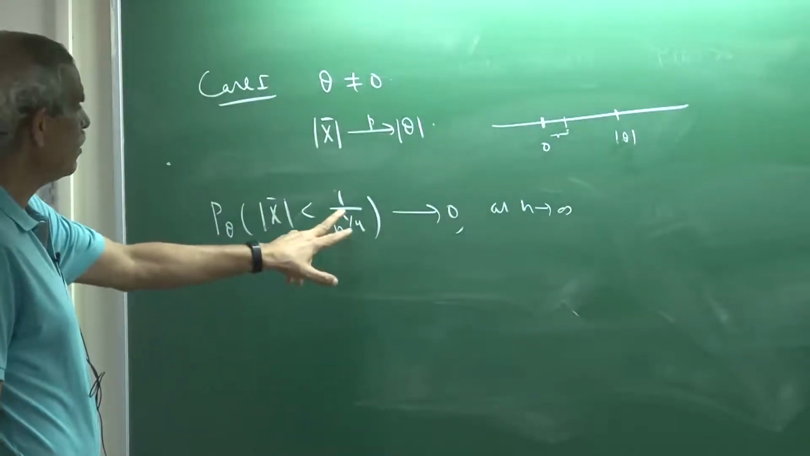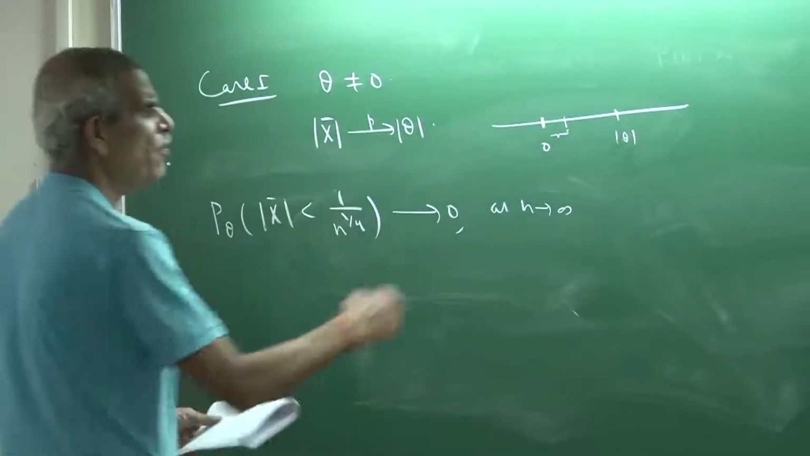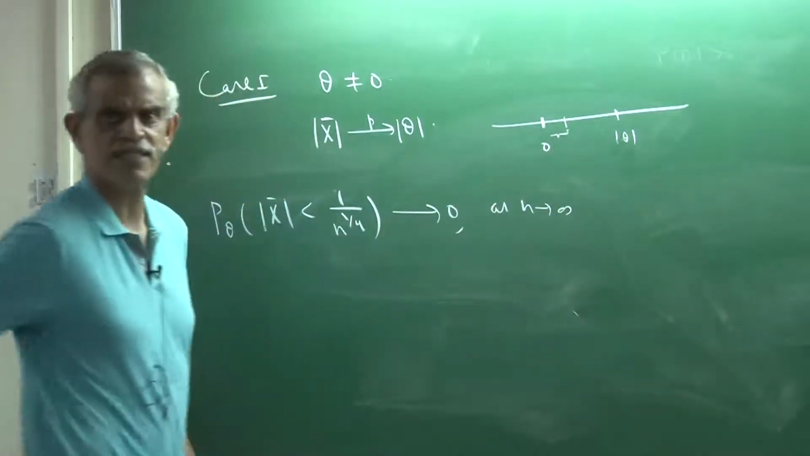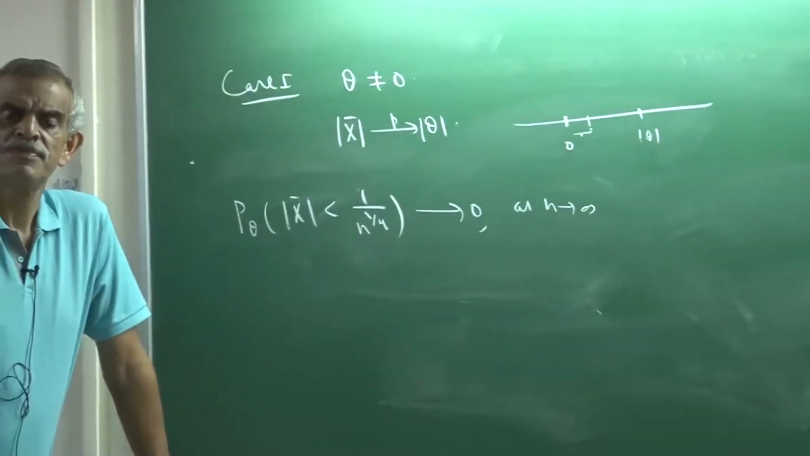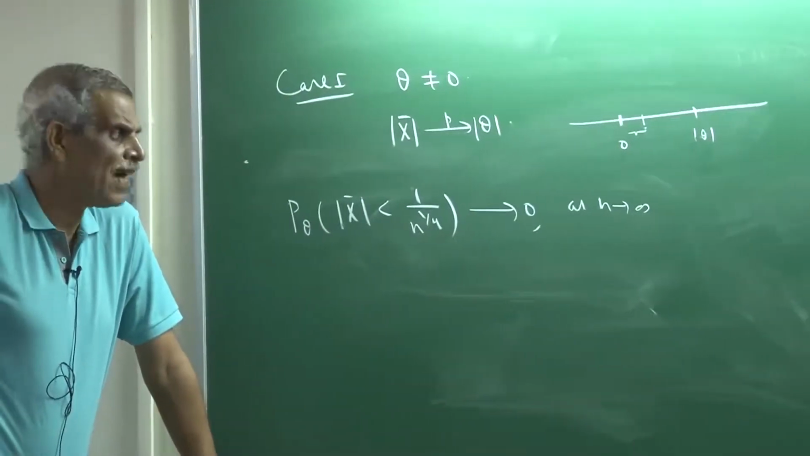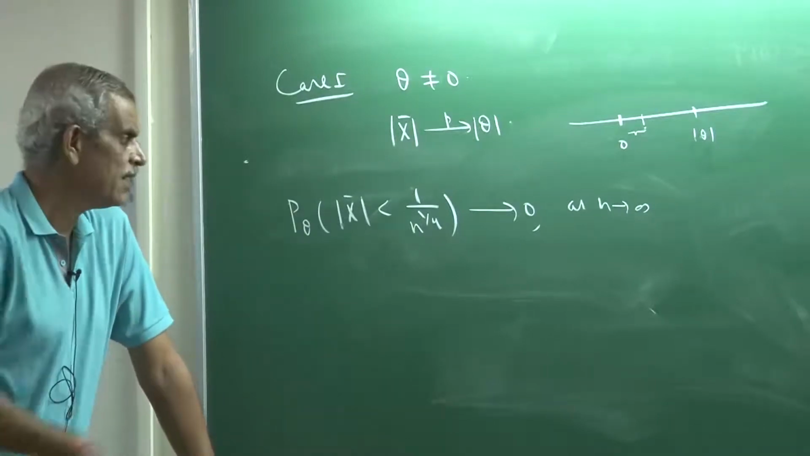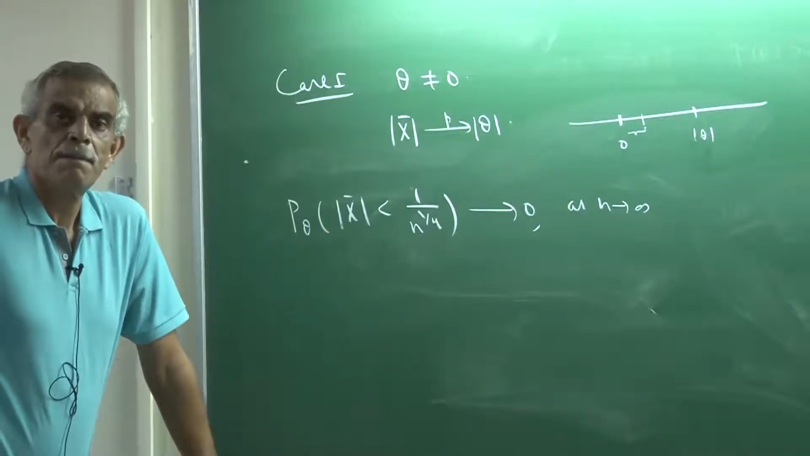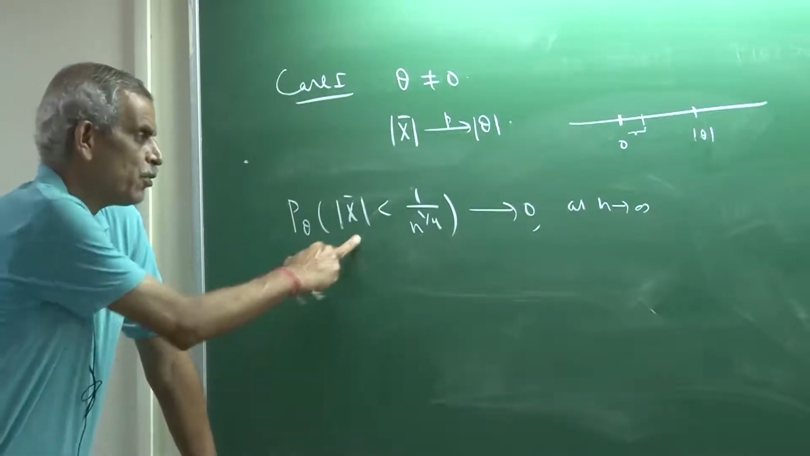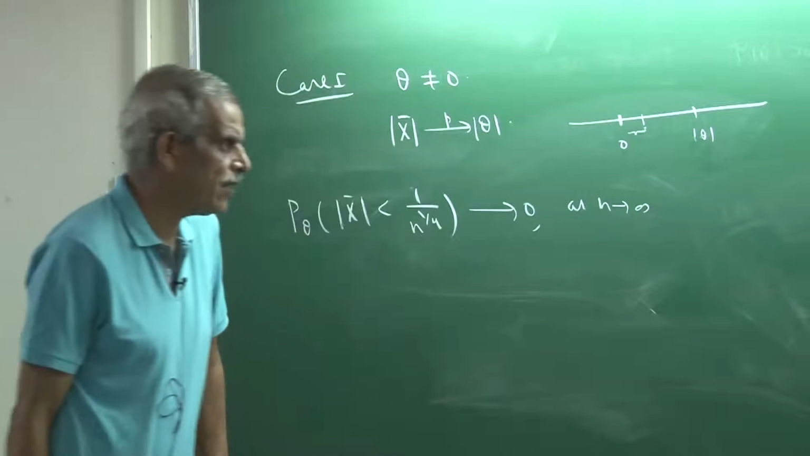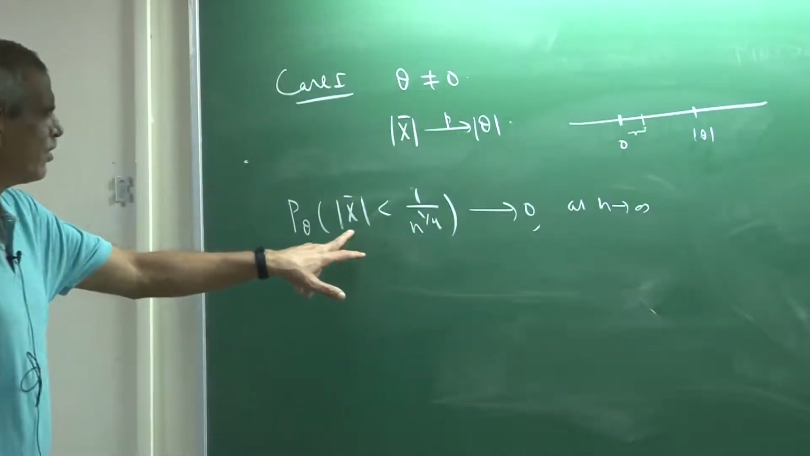What is happening when n is large, 1 upon n to the power 1 by 4, is maybe far away from mod of theta. So the probability that I can find a neighborhood such that x bar is outside that neighborhood of mod of theta, that is what this probability is talking about. So this has to go to 0 as n goes to infinity. Otherwise also you can do it.